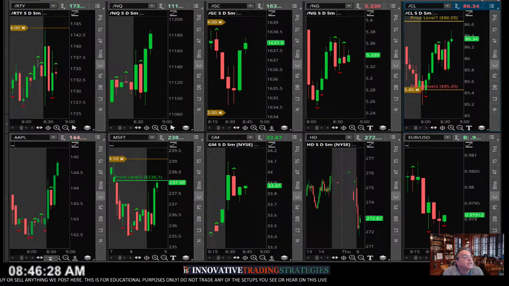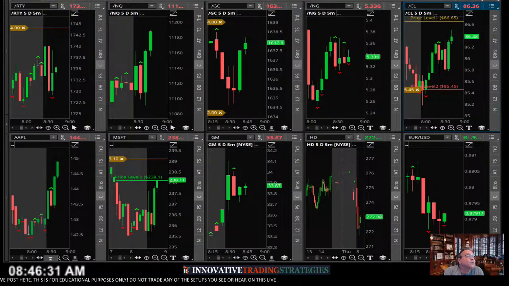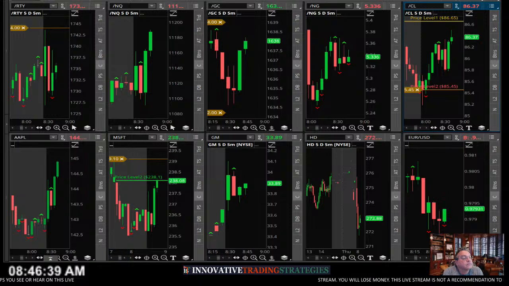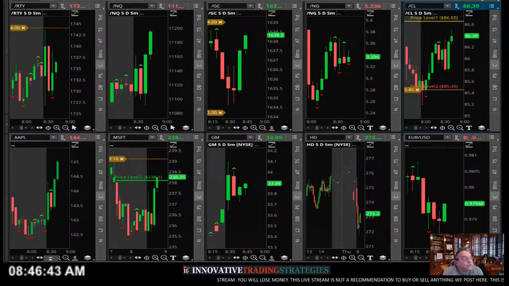I'd get out or reverse at 236.09. I'm going to go right below 10. 236.09. That would be a reversal. If you want to take a shorter, just get out.